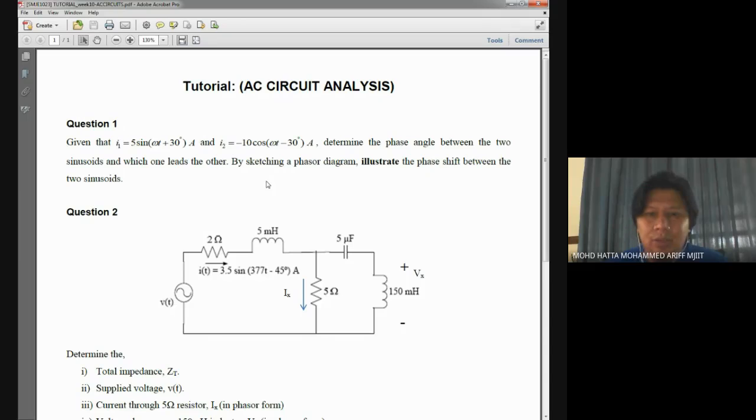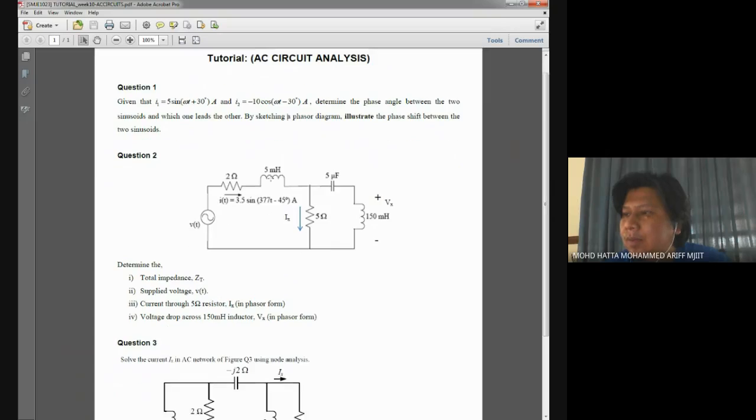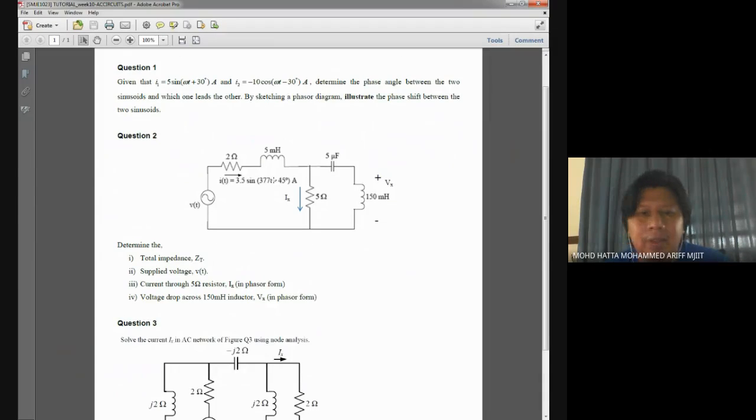If you download the file available in e-learning, this is the file actually. You need to download it, and if you look at the questions I've given in this tutorial, we have 3 questions. I believe the questions asked in this tutorial are based on 1 or 2 samples from our test 2 questions.